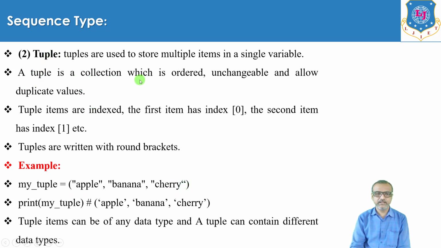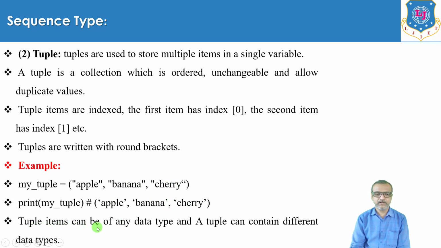So a tuple is a collection which is ordered, unchangeable and allows duplicate values. Tuple items are indexed. The first item has index 0, the second item has index 1, etc. Tuples are written with round brackets, that is this one. Now we have one example of how to create a tuple. See, my_tuple is apple, banana, cherry. Just keep in mind we have to write down these round brackets. Now print of my_tuple will give us this as output, that is apple, banana and cherry.